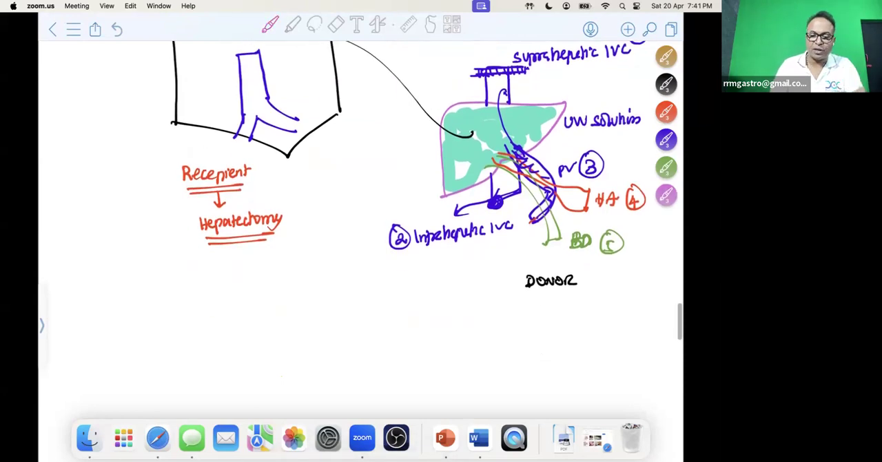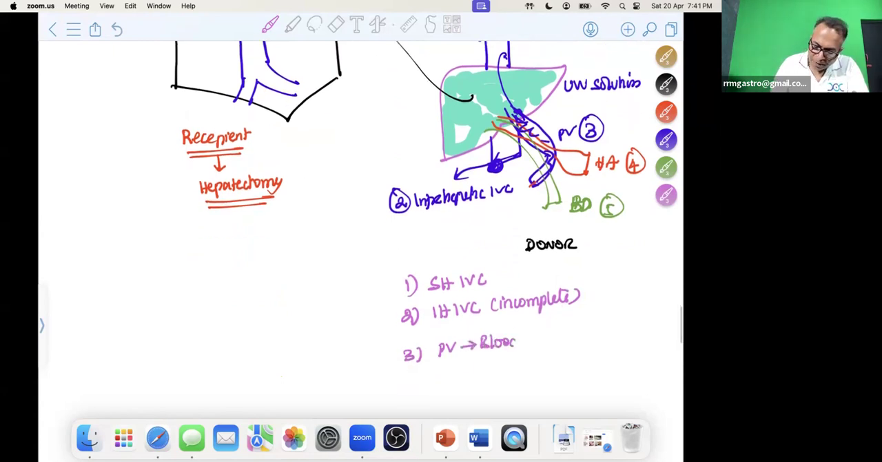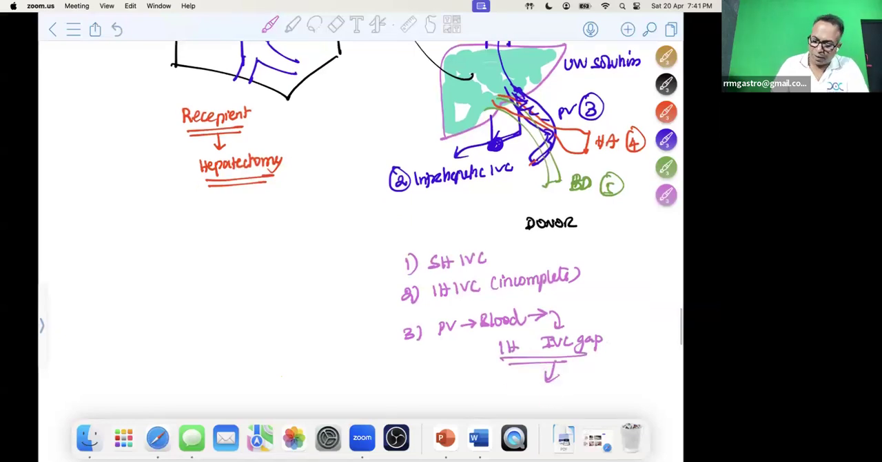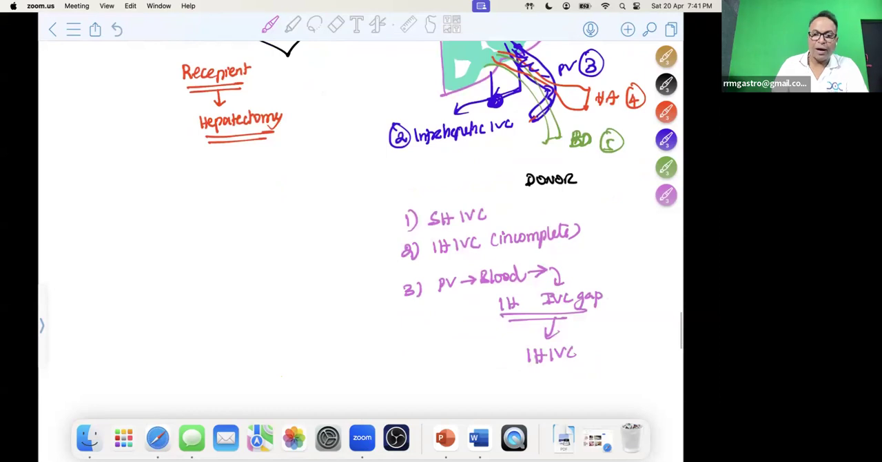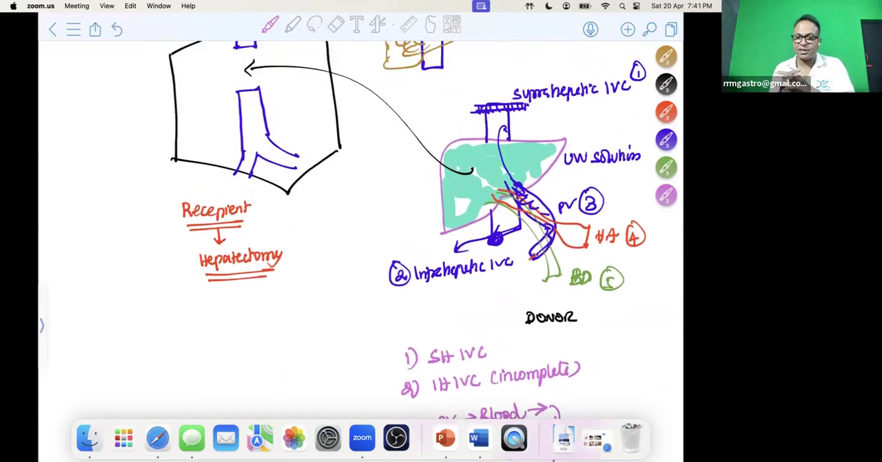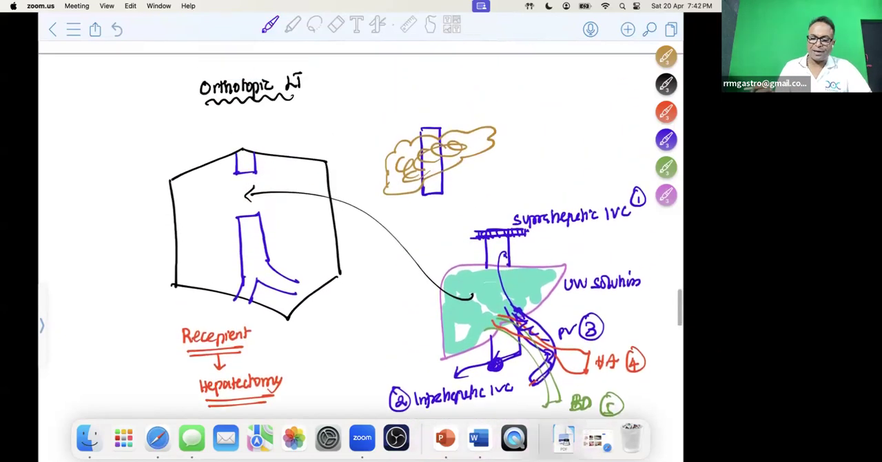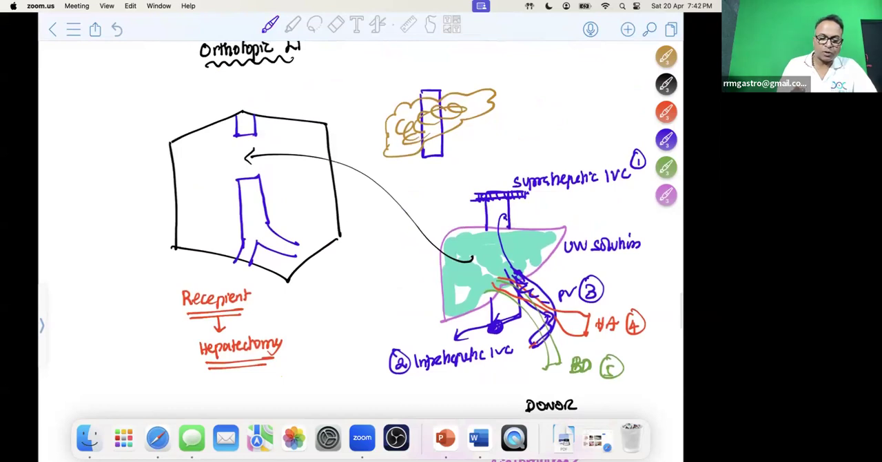So I will tell you a small correction in the order. Suprahepatic IVC first. Second, the infrahepatic IVC is incompletely closed, not fully closed. Third, I will do the portal vein reconstruction and allow the blood to flow. I will not allow the blood to enter the systemic circulation. It should come out of the infrahepatic IVC gap. Then I will complete the infrahepatic IVC, then the fourth anastomosis of the hepatic artery, and the fifth anastomosis of the bile duct. This is the order of anastomosis in a classical reconstruction procedure for an orthotopic liver transplant.